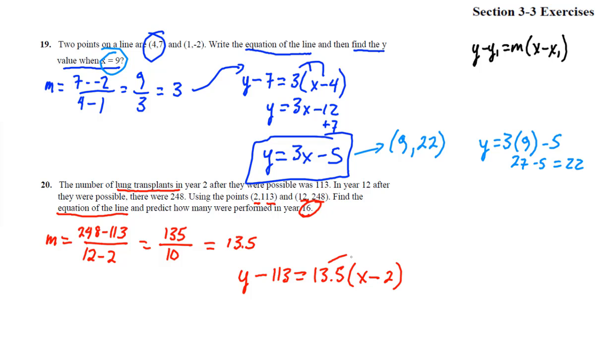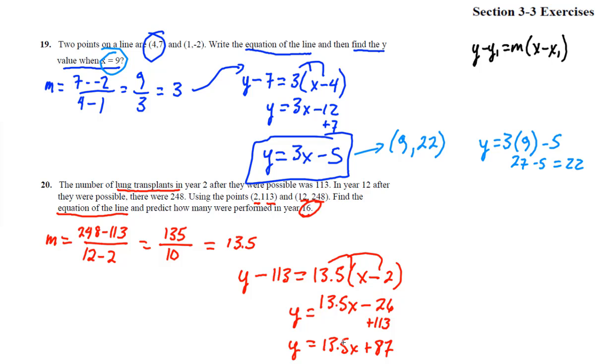All right, let's distribute that and simplify it, and we get 13.5x minus 13.5 times 2, which is 27. And then go ahead and add 113 to both sides to get y by itself. And we now have y equals 13.5x plus, what is that? 87 is what it looks like. Which is interesting. This intercept means in year 0, they started off doing about 87 of them. Don't know if that's medically accurate, historically accurate, but that's what this model would predict for us.